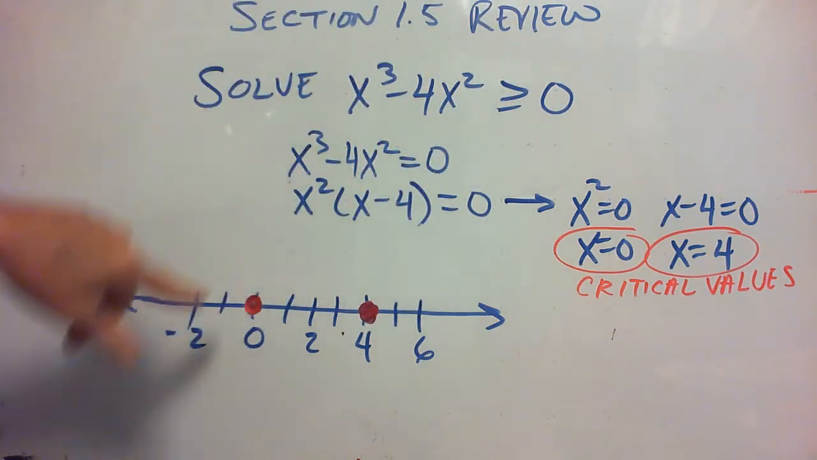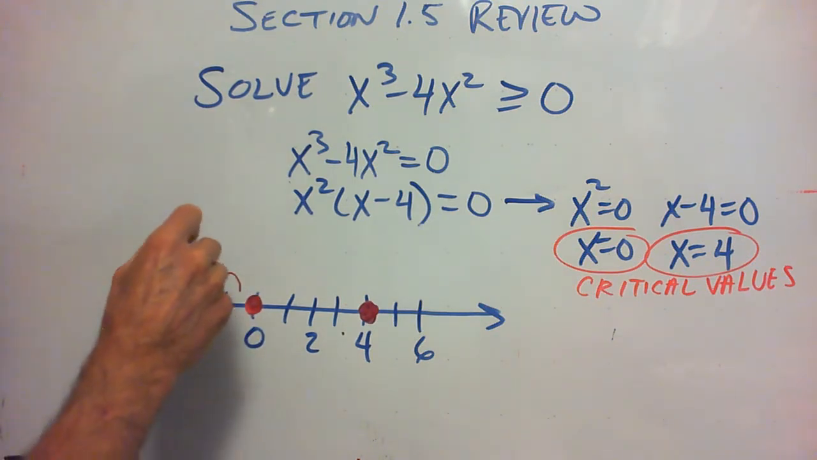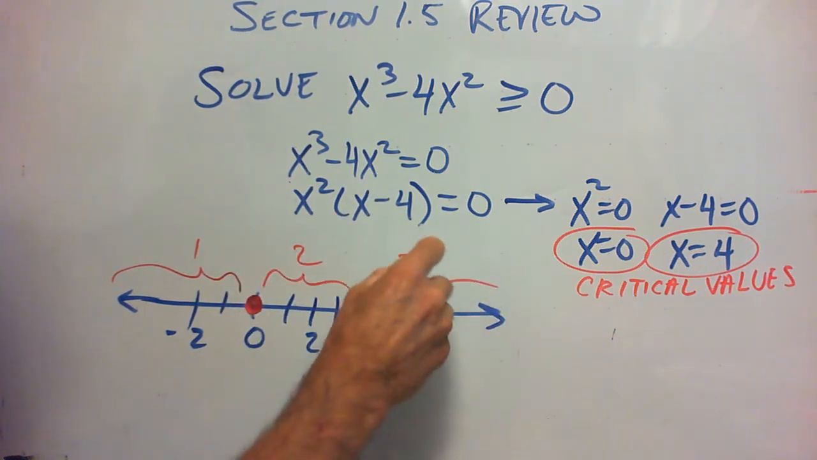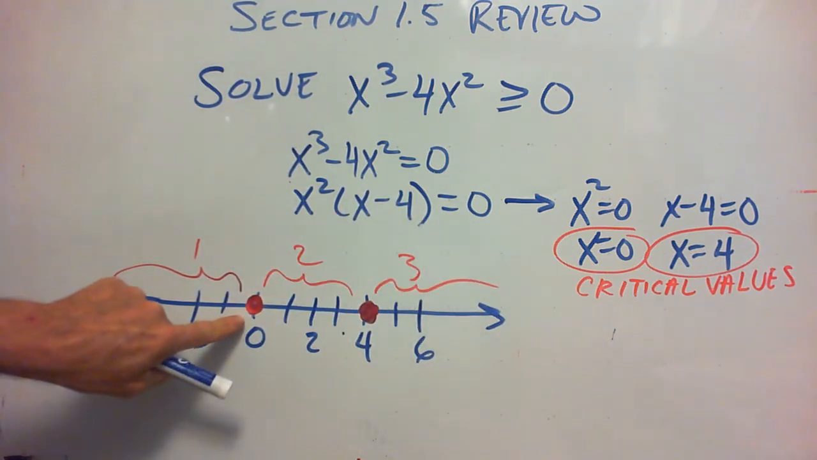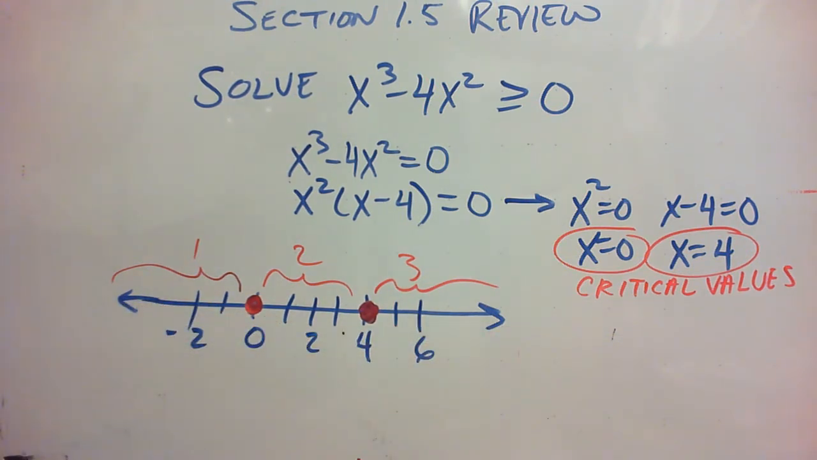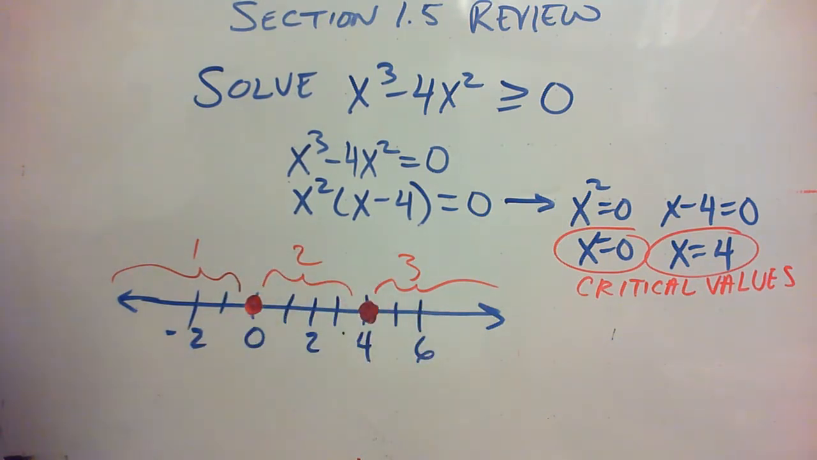Those are solutions. So once we plot these, we have to figure out which regions of this number line, which intervals, make up the solution. To the left of 0, from 0 to 4, or to the right of 4. So to do that, we put in test values for each of those intervals.